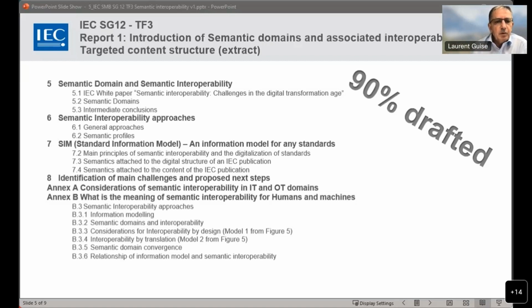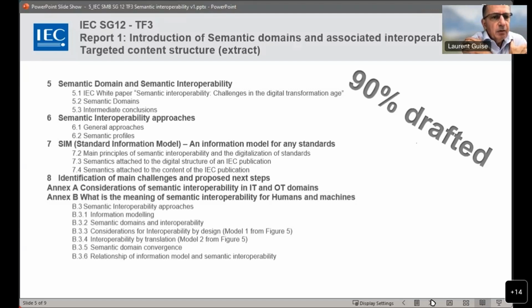This is the purpose of this first report, which will be concluded by an identification of the main challenges. We will come back on that. What are the main challenges from the standardization body itself related to handling semantic interop?